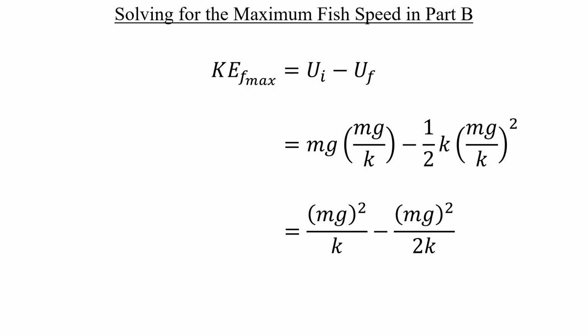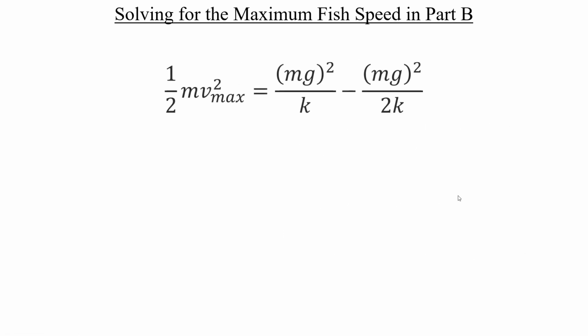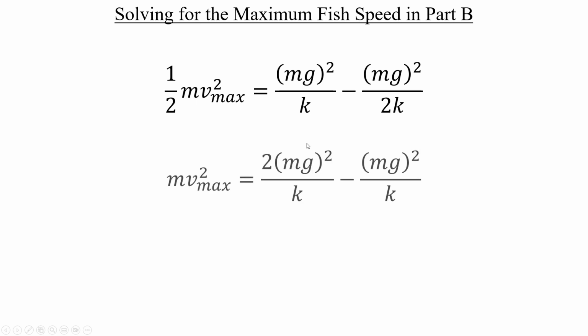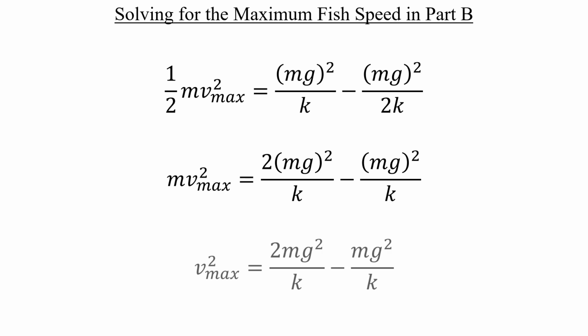If we bring the 1/2 mv squared part back into the picture, since that's what this is equal to, we can multiply both sides by 2, which takes care of a common denominator issue. Notice there's a mass attached to all these terms again. So let's cancel out a single factor of that on both sides.